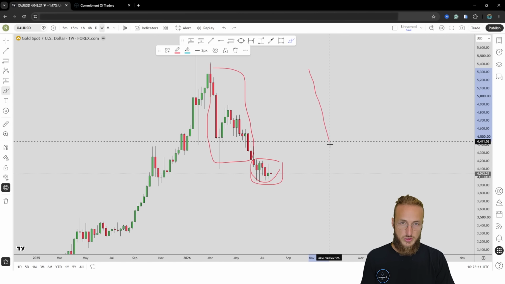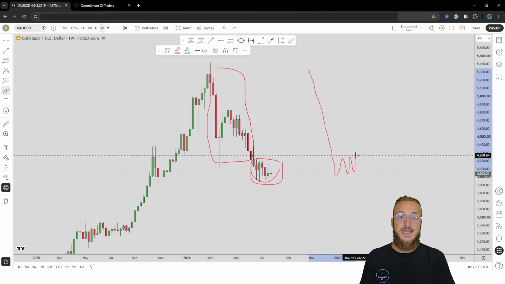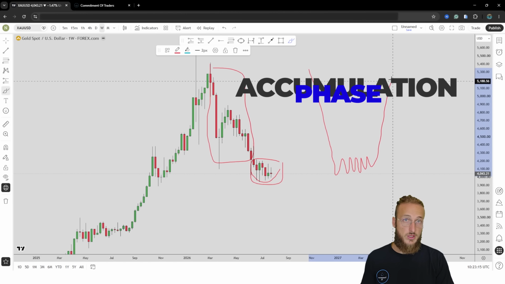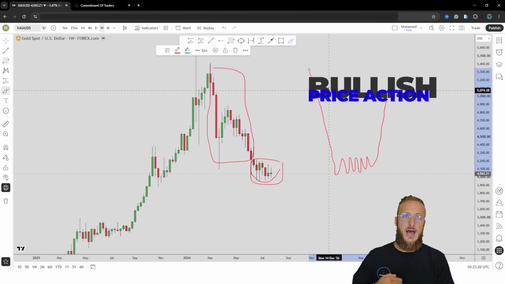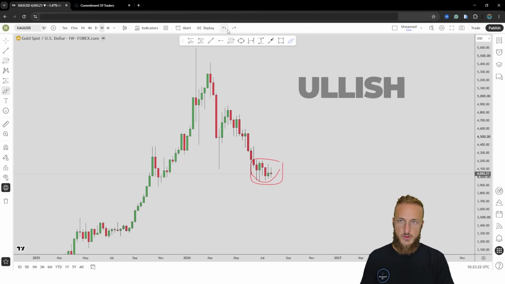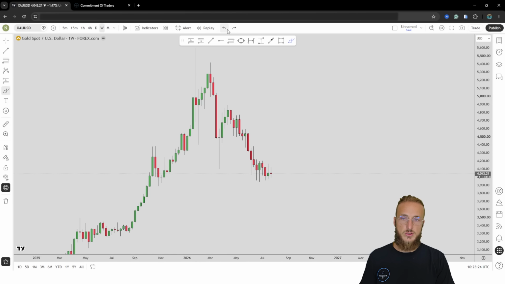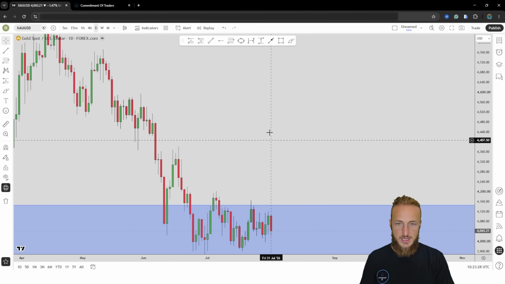Usually, after a push to the downside, if you see ranging, that is an accumulation zone. And after an accumulation zone, what you expect is the rejection higher away from the accumulation area. So on the weekly, everything looks quite bullish. Let's keep that in mind and drop down on the daily time frame.